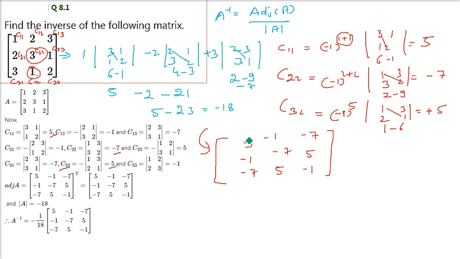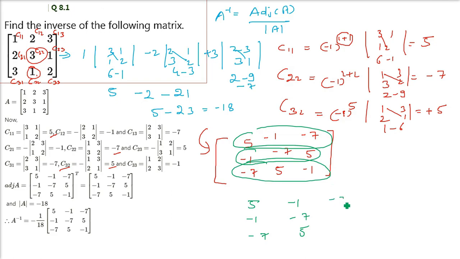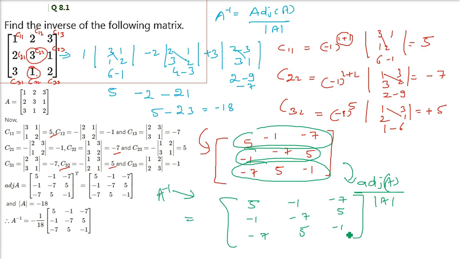Transpose is what? Row to column, column to row. So 5, negative 1, negative 7. This is minus 1, minus 7, and 5. This is going to be negative 7, 5, minus 1. This is your adjoint of the matrix A. Now remember, we already found the determinant. So the inverse is adjoint A divided by the determinant, which is minus 18. If there is a multiple of 18 inside, you can take 18 inside, but it is not required.